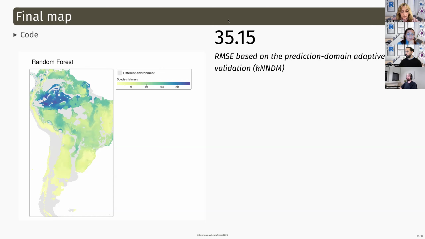And secondly, as you can see on the right, the proper value, the RMSE, based on this prediction domain adaptive approach, is larger. So it's not 27, it's closer to 35. And this is actually much more appropriate, much closer to the true value. Because we don't know the actual values for the whole South America. But this is the estimation which is closer to the truth. And I think we should aim for that.